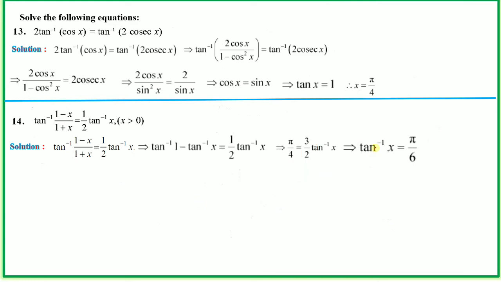which implies tan inverse x, 2 to the 4 and 3 to the 6, so pi by 6. Tan inverse x is equal to pi by 6. This implies x is equal to tan pi by 6, x is equal to 1 upon root 3. That is the solution.